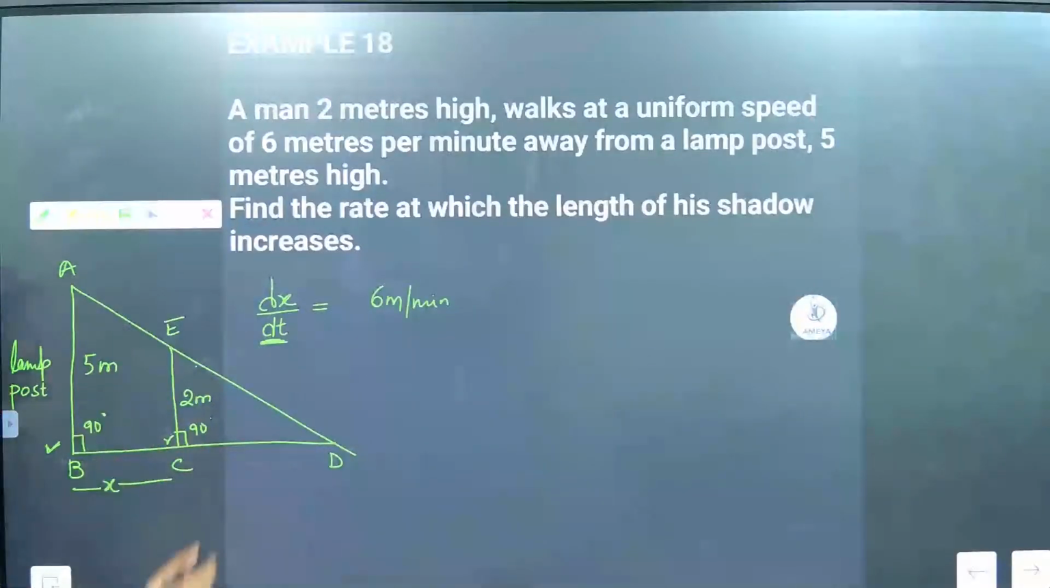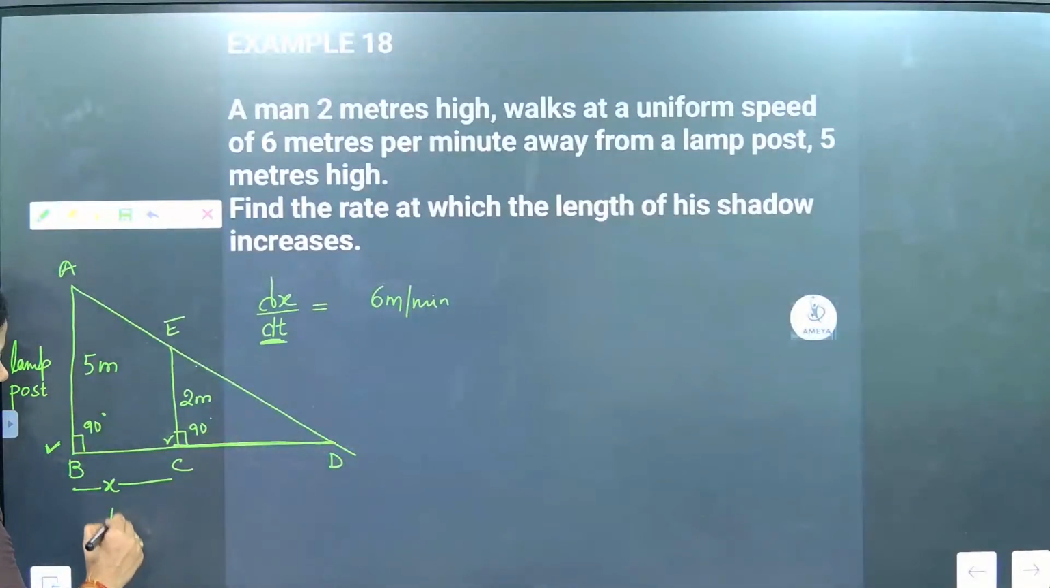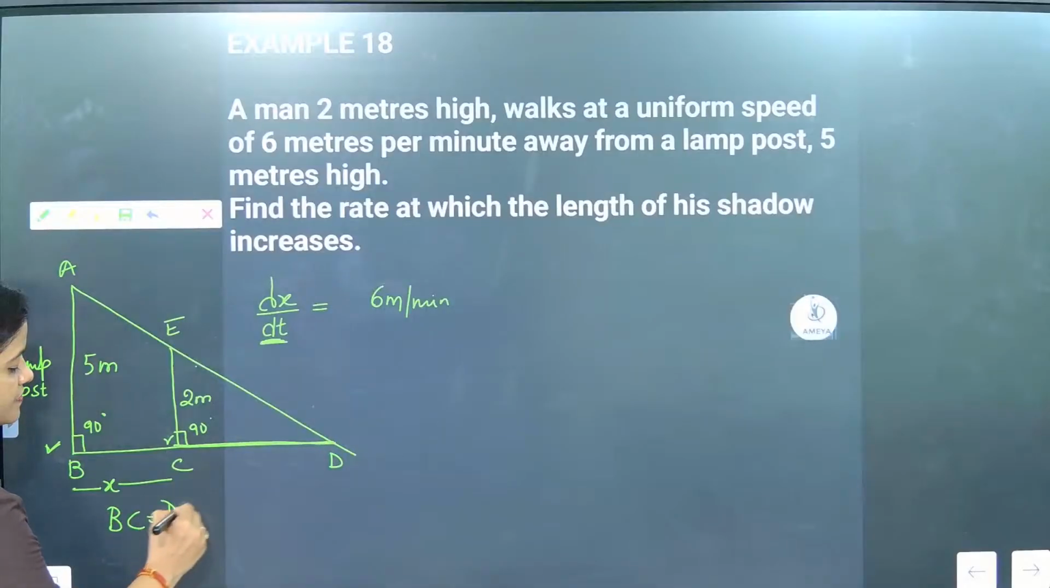Now another concept, we will take the shadow length. CD is what, beta? Shadow length. What is BC?